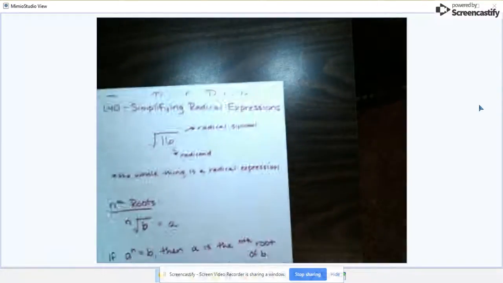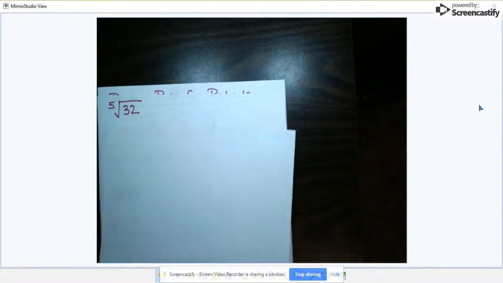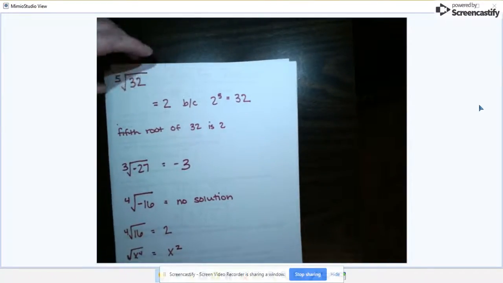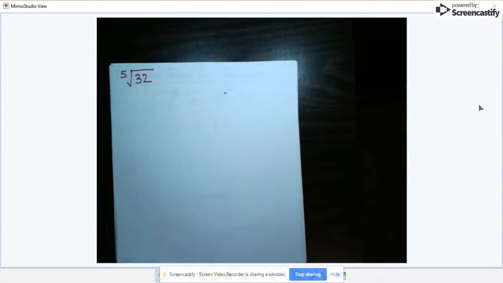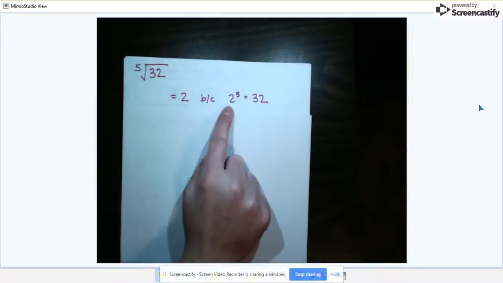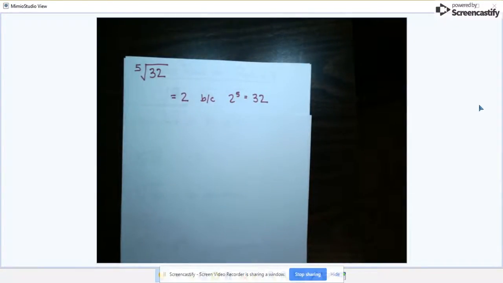Just want to look at a couple examples that maybe aren't as common or familiar. So the fifth root of 32. What that's asking is, what do you multiply by itself 5 times to get 32? So it's 2. Again, our justification is because 2 to the fifth power, or 2 times itself 5 times, gives us 32. We can also say the fifth root of 32 is 2.